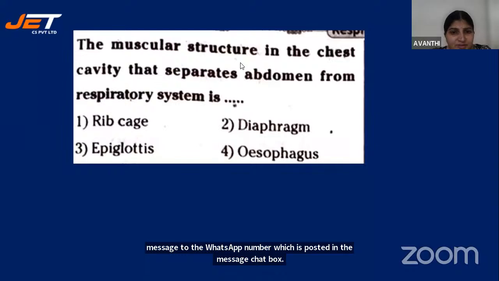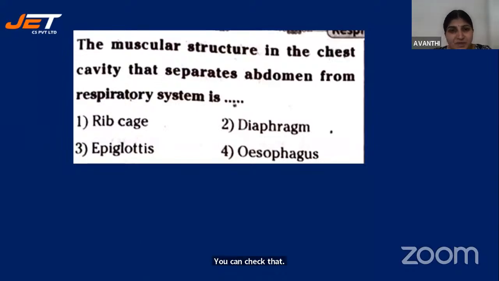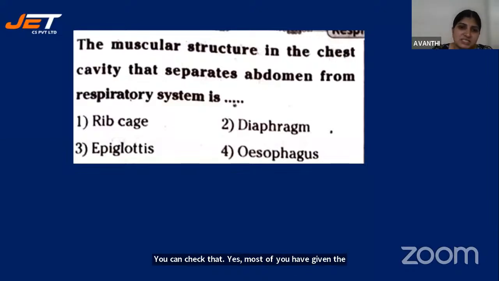Yes, most of you have given the correct answer, children. It is diaphragm. So diaphragm is a dome-shaped structure, the muscular structure in the chest cavity that separates abdomen from the respiratory system. Because of this only, the breathing cycle will happen.